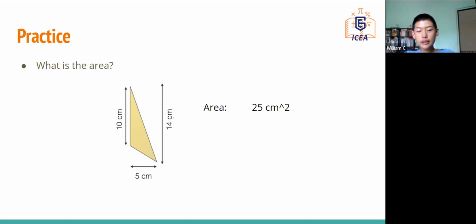We can draw a height to any of the bases. For the longer base, this is the height. For this base, the height is here. For the base of length 10, the height is like this.